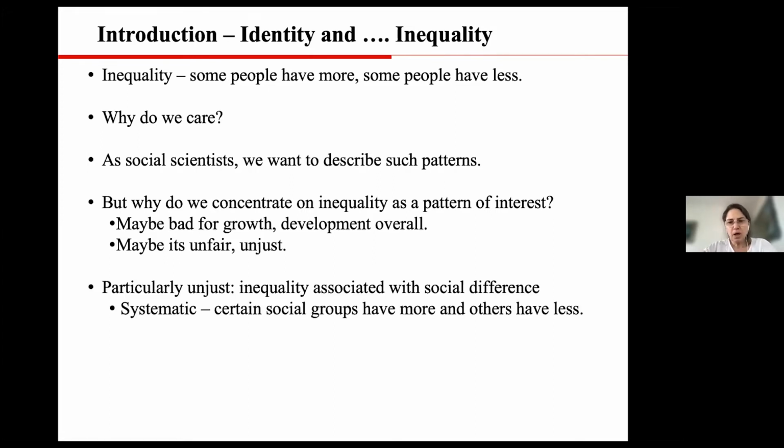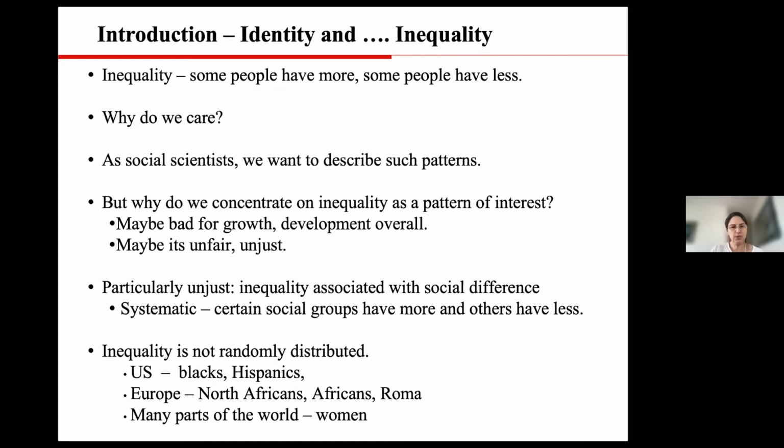And I think particularly many of us feel that inequality is unjust or unfair when inequality is associated with social difference. It's not just that some people have more and some people have less, and that's some random distribution across any particular economy. Inequality, as we all know, can be somewhat systematic. Within the society, certain social groups have more and certain social groups have less of whatever it is we're trying to measure. So inequality is not somehow randomly distributed within an economy.